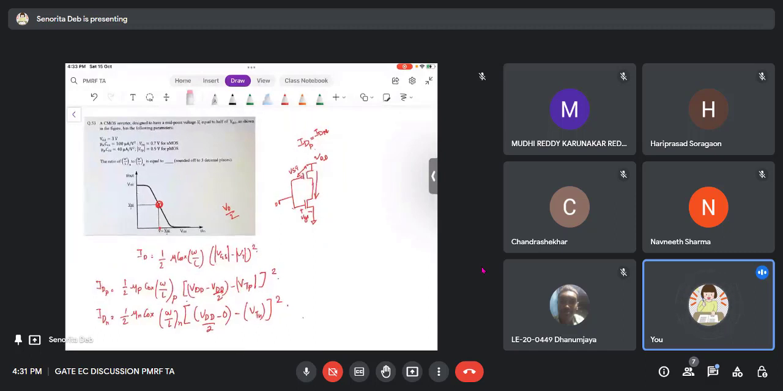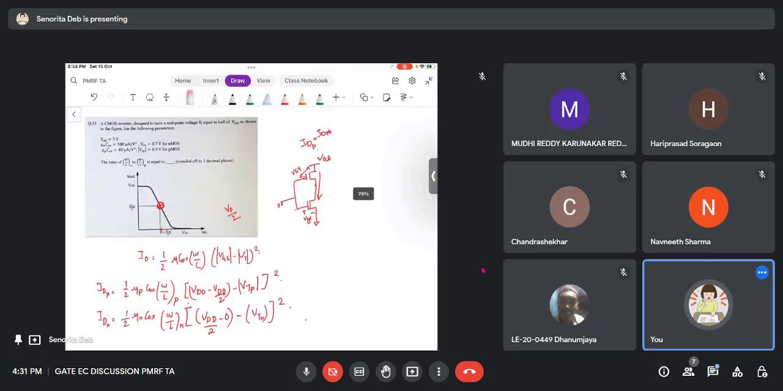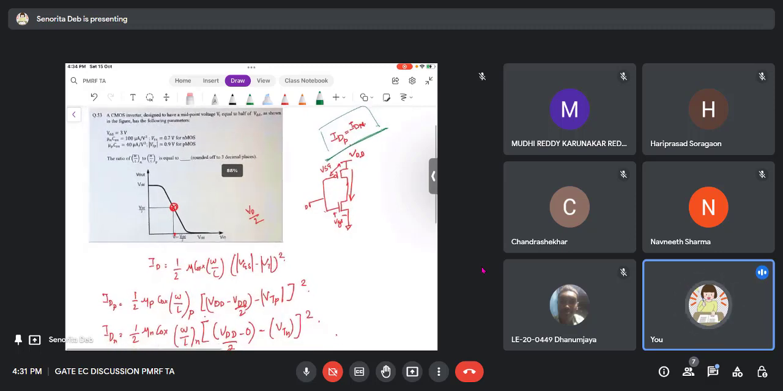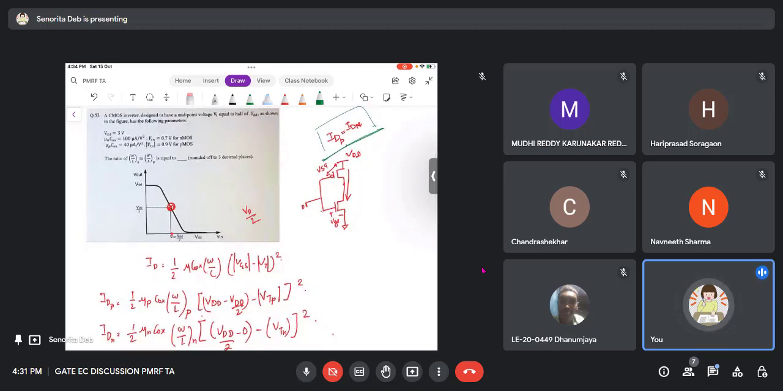I have minimized the screen, but yeah, it has come. So please look into the values, plug them in, and use the condition I have written, IDP equals IDN. From there you will get the ratio (W by L)n and (W by L)p, which is asked in the question. I hope it is visible. You understood what has to be done, right? I will ask what answers you are getting. So start solving. I'm waiting.